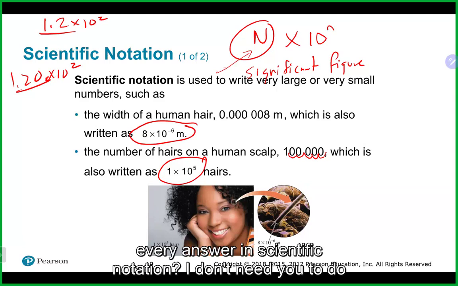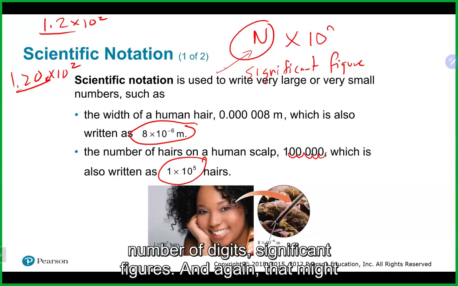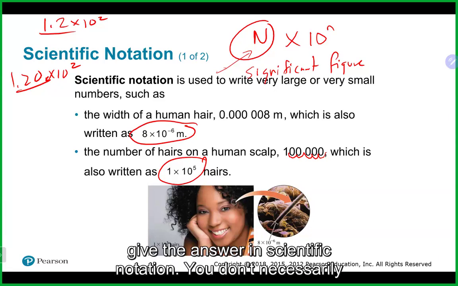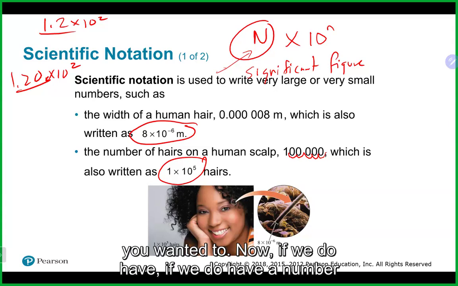Do you have to give every answer in scientific notation? I don't need you to do that. You will need to give every answer to the proper number of digits, significant figures. And again, that might require you to do so. Unless the instructions specifically say to give the answer in scientific notation, you don't necessarily have to do it. But you can absolutely do it either way if you want to.